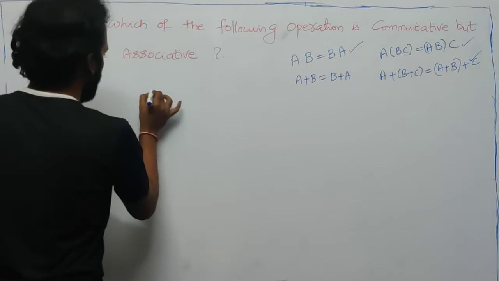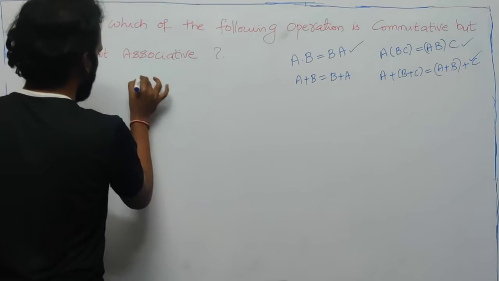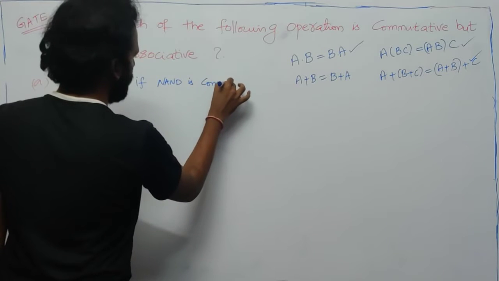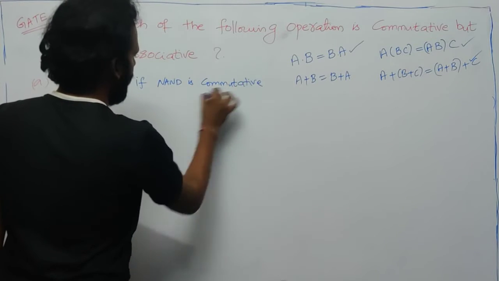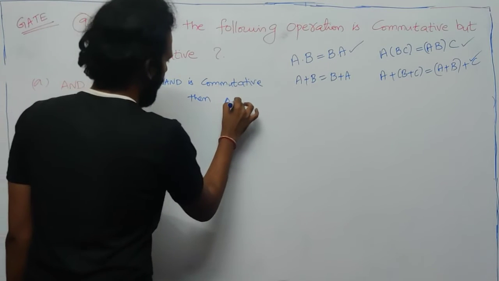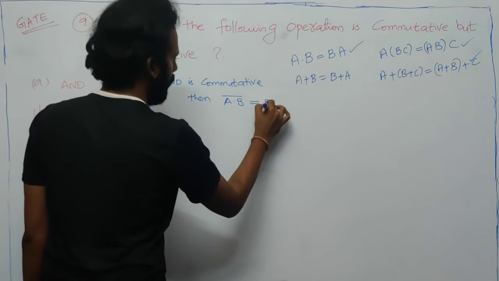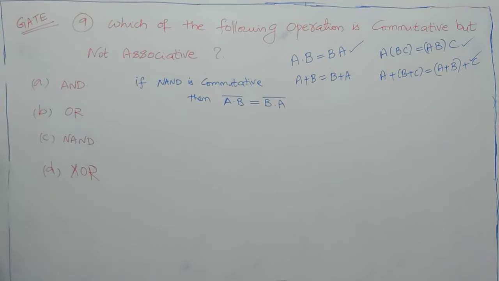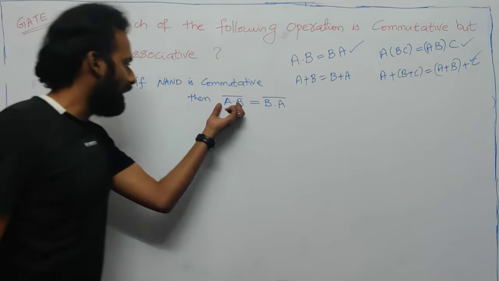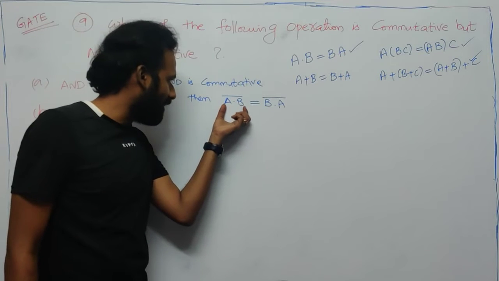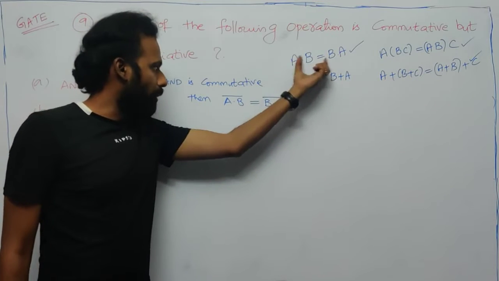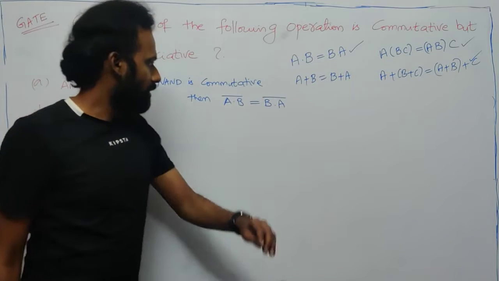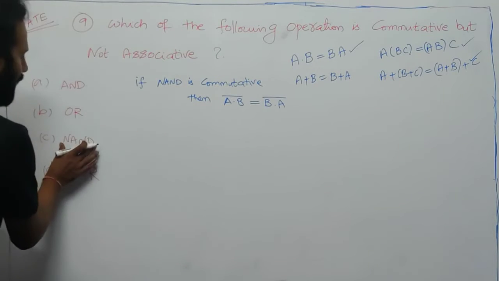Now NAND, if NAND is commutative, then A dot B whole complement should be equal to B dot A whole complement, even if I interchange the operands, right? Now we know the AB inside term is already commutative, so the complement is also commutative. Are you getting it?